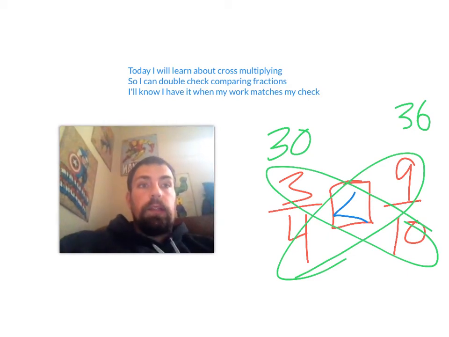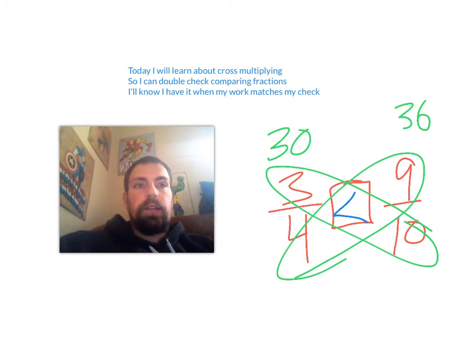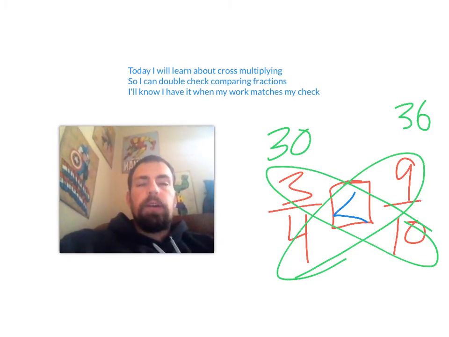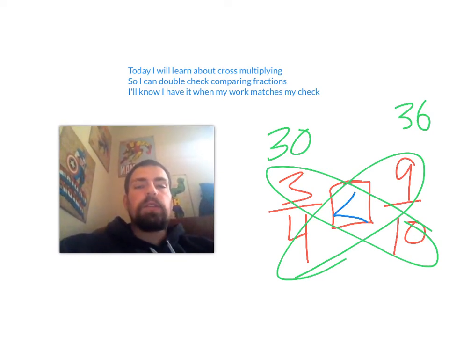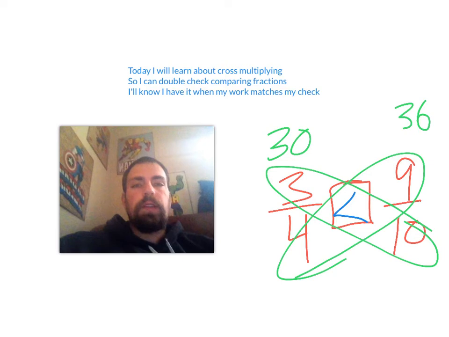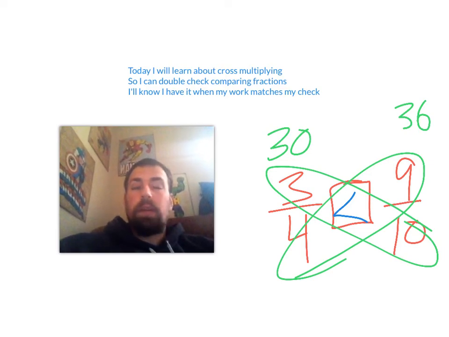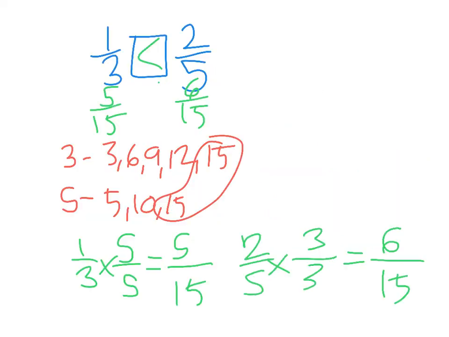Today I will be learning about cross multiplying so I can double check comparing fractions, and I'll know I have it when my work matches my check. So this one, just like with addition, we do subtraction. This is a good way to check that you've done your comparing fractions, but this isn't the only way. This doesn't use your math brain as much, but this is a good way to check.